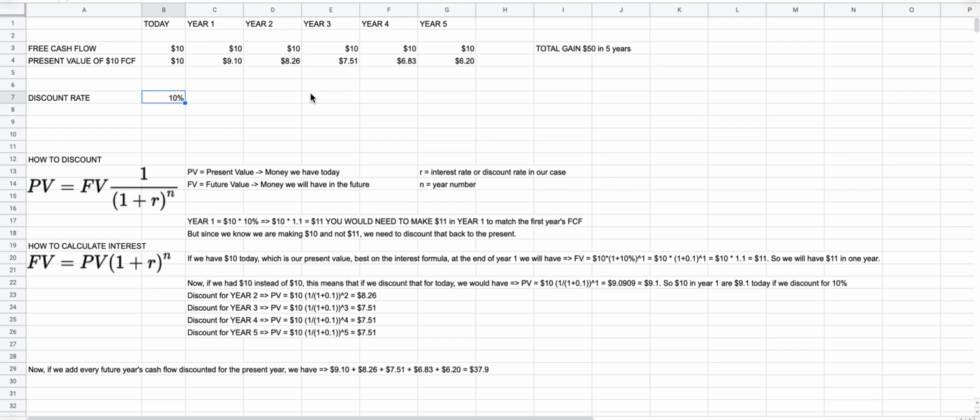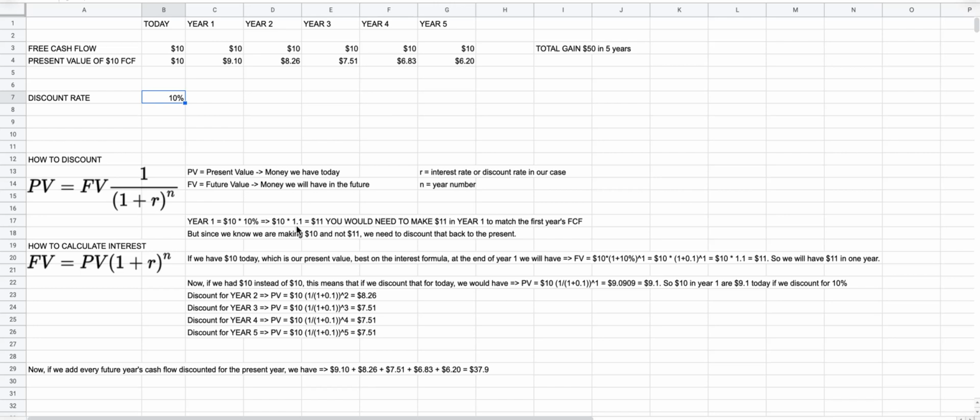Now, how does that work? So picture that we have $10 today. This is the free cash flow that we have currently. Now, in year one, we have $10. And if we have an interest rate of 10%, what does that mean? It means that at the end of the next year, we're going to be having 10% plus of our current cash flow. So this means that we're getting $11, 10 multiplied by 1.1, right? So we made 10% on our initial money.